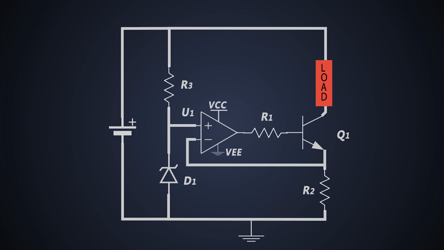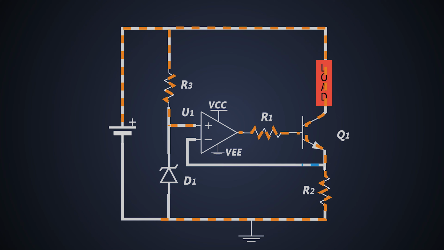Let's see the working of this circuit. When the supply is connected, the current flows through R3. As the positive terminal of the op-amp is higher than the negative terminal, the output of the op-amp gives logic high output. This logic high is basically the VCC which is provided to this op-amp. So the output of the op-amp is high and current flows to R1, which turns on the transistor Q1.